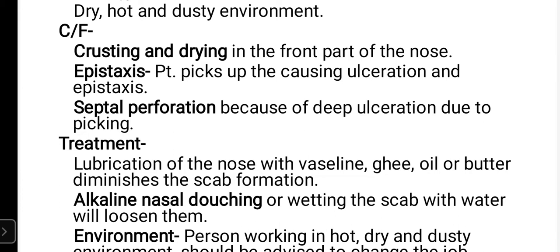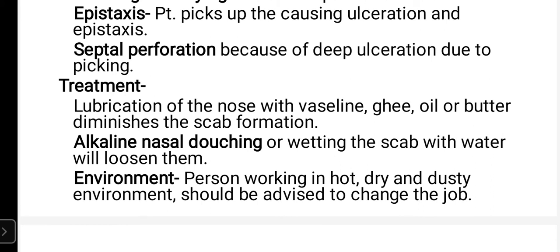Then the third one is environment. If the patient works in a dry, hot, dusty environment, you have to advise him to change his job. That is the etiological factor of rhinitis sicca: a dry, hot and dusty environment causes drying of nasal secretion and leads to rhinitis sicca. So if a person is getting all these complaints frequently and is working in a hot, dry and dusty environment, you have to advise the patient to change his job.